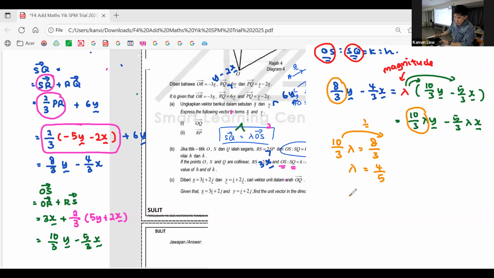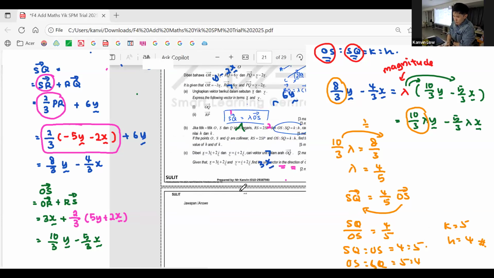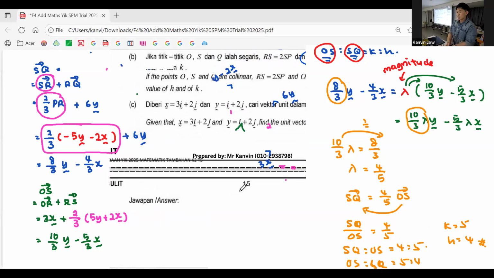Are you okay? So meaning to say SQ is equal to 4 over 5 OS. And now I want OS to SQ. So I move this to the left, SQ to OS is equal to 4 over 5. And you can convert this to ratio, because ratio is related to fraction. But this is the value, right? I want OS to SQ. So you write OS to SQ is equal to 5 to 4. So from here we know K equals to 5 and H is equal to 4. Got it? Okay, guys. For the C question, I believe all of you should know what to do because this is unit vector. Take a picture or copy down first.